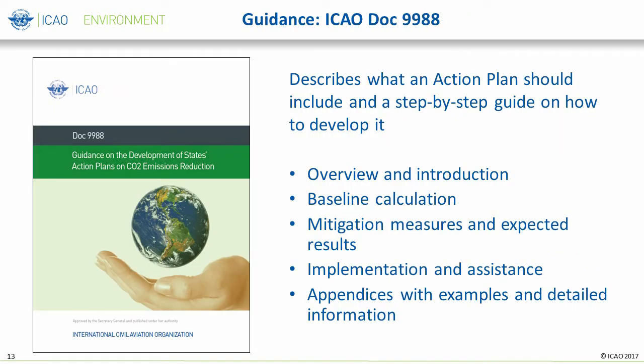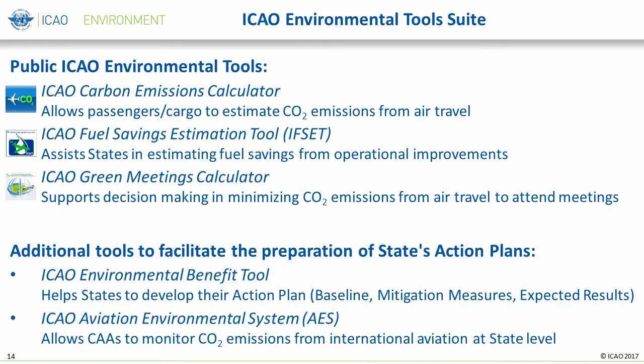ICAO Doc 9988 is the main reference document which includes information on the following steps for the development and implementation of state action plans: overview and introduction, baseline calculation, mitigation measures and expected results, implementation and assistance, and an appendix with examples and detailed information. ICAO has also developed a suite of tools to facilitate the estimation of past and future fuel consumption, as well as to help quantify the fuel savings from the implementation of measures selected in the action plans.